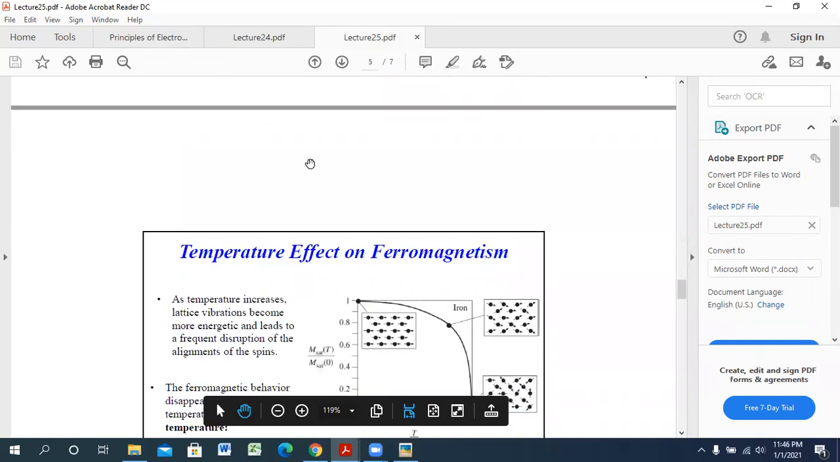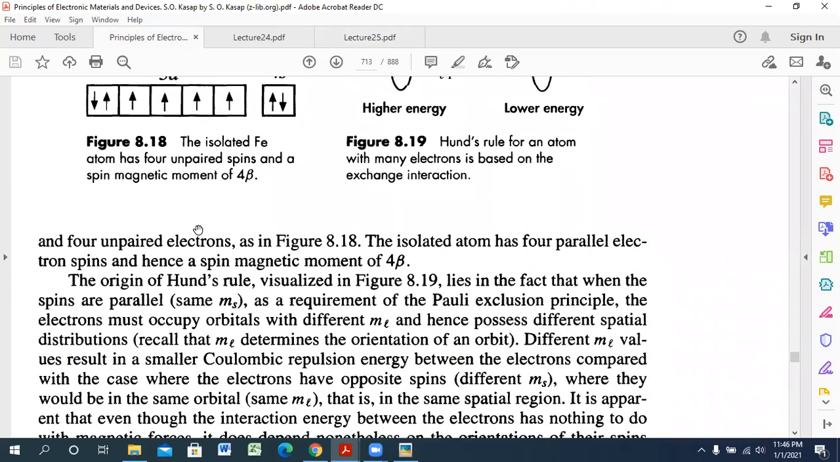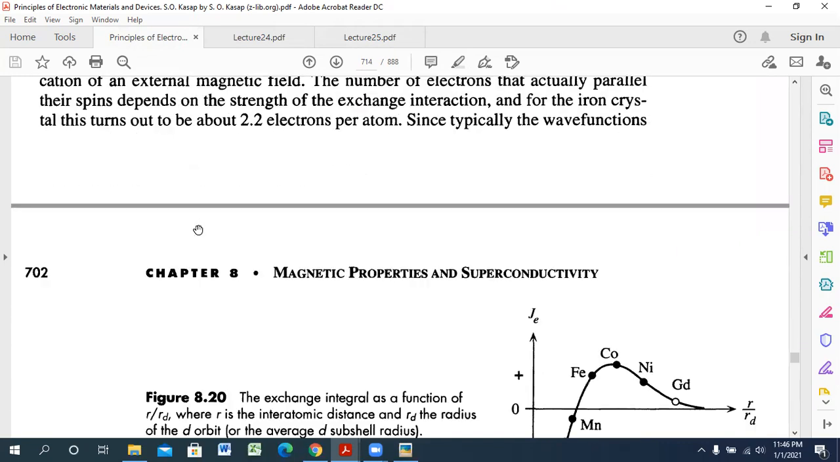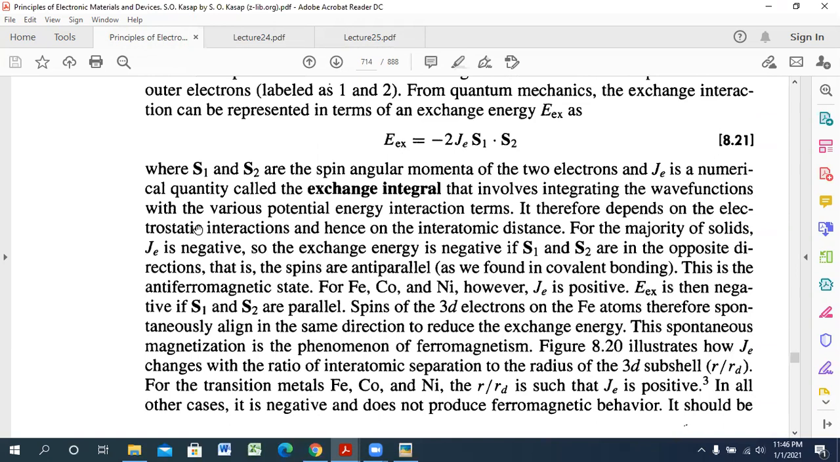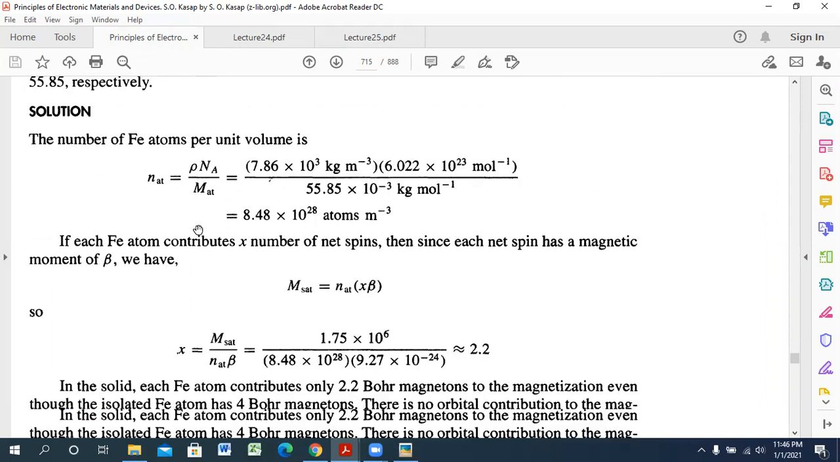And next, here they have described how this ferromagnetic behavior comes about, that means how the electron moves from a higher energy level to a lower energy level, this sort of thing. Okay. So I think if you go through it, you can easily learn these things. Next, try to solve example number 8.3.